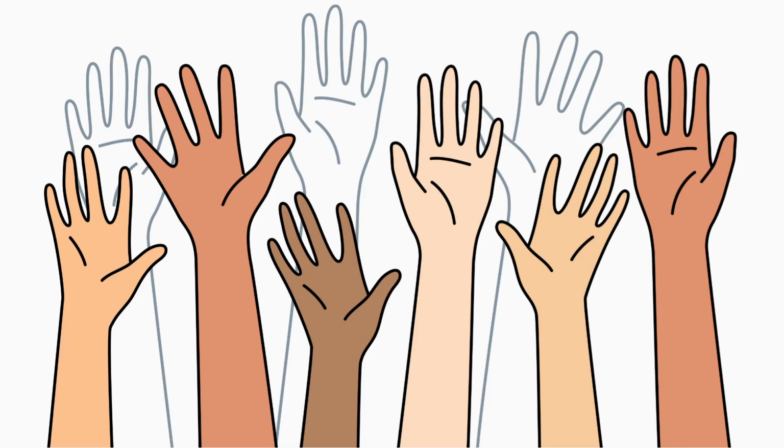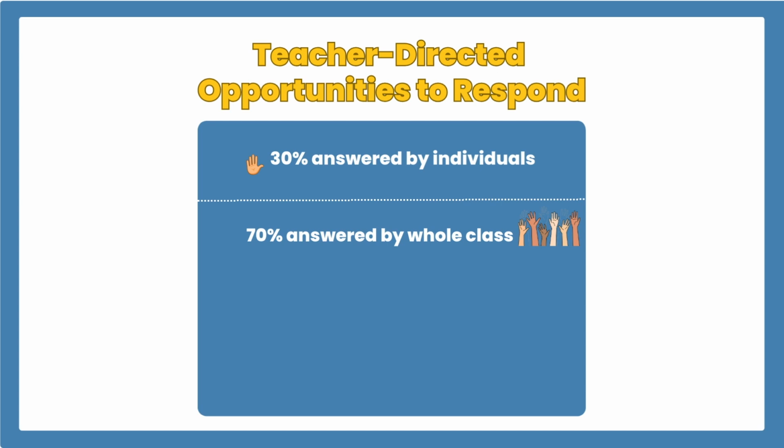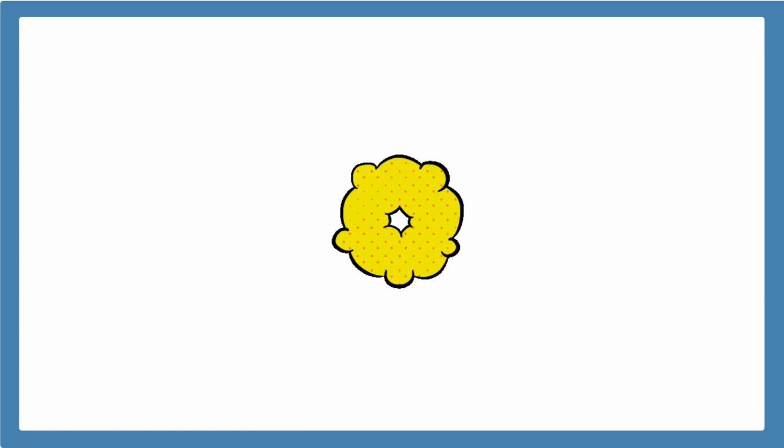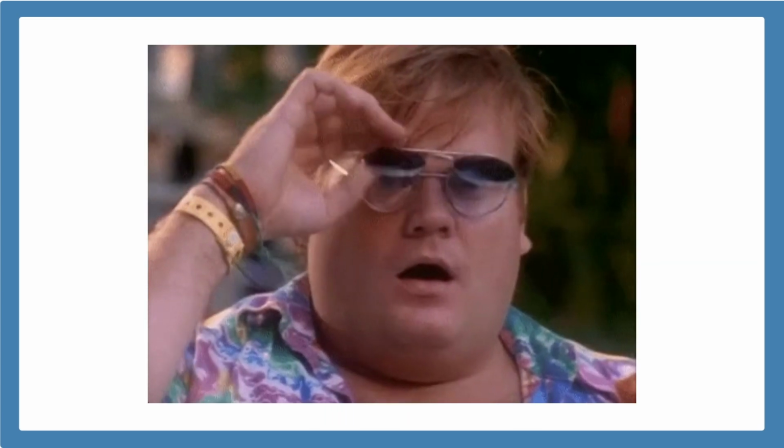To increase student participation in lessons, most of the TDOTRs will be answered by the entire class rather than by individual students. Shifting the balance from individual participation to whole class participation will really energize your classroom and engage your students. Here are 5 ways you can use to get your whole class to respond to your TDOTRs at the same time.